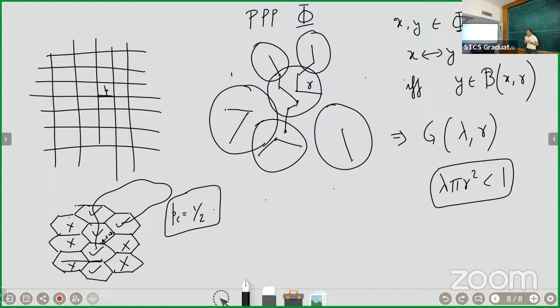So something should strike you: why hexagon? That will tell you the answer. What is so special about a hexagon?